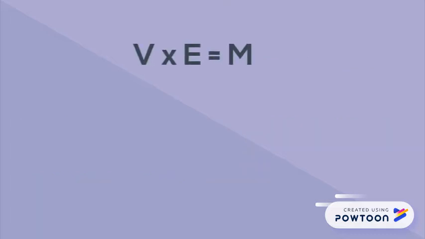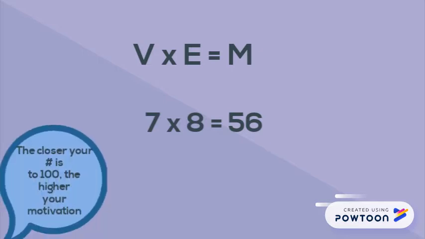So going back to our formula for motivation, V times E equals M. I placed my value at 7, my expectation at 8. I multiply and I get 56. Remember that the closer your number is to 100, the higher your motivation and therefore the greater your chances of success.